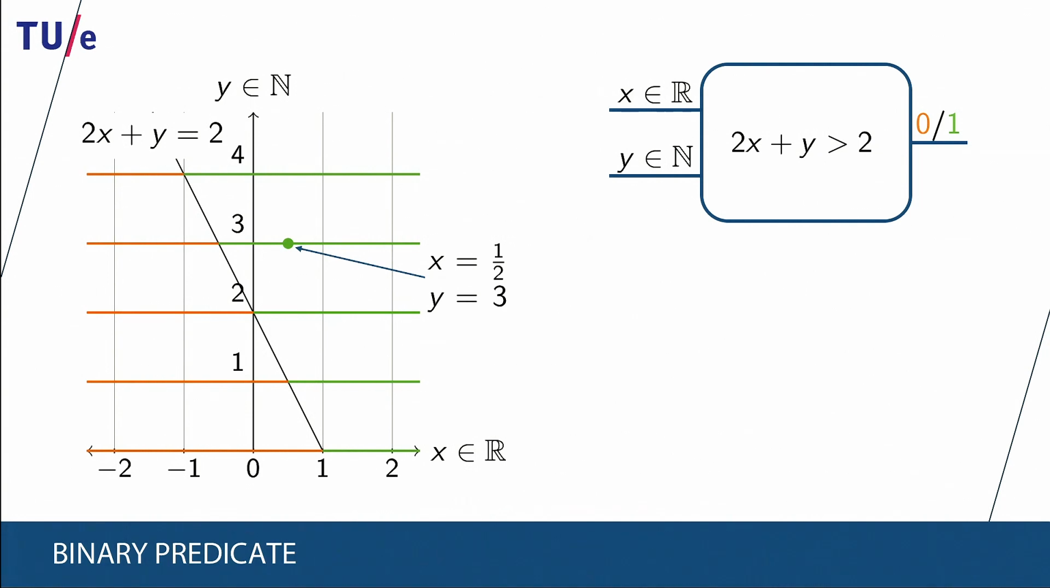For instance, inputting 1/2 on the x port and 3 on the y port of the device yields true, whereas inputting -1 for x and 2 for y yields false.